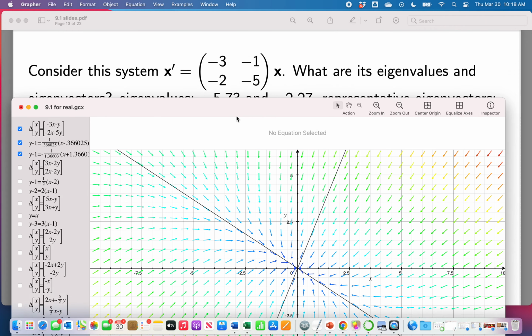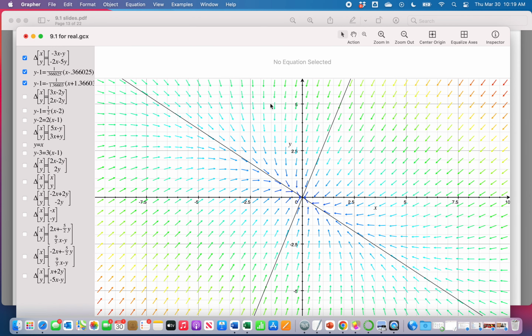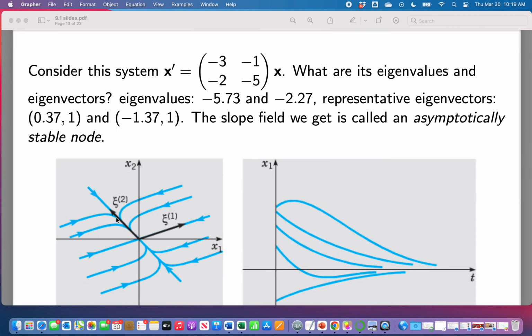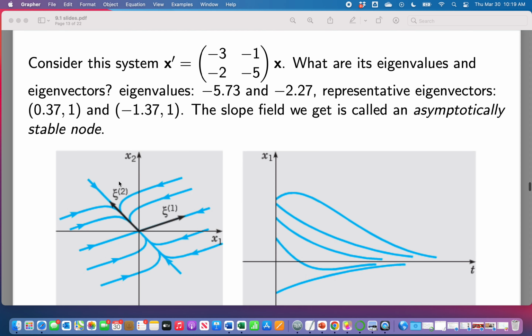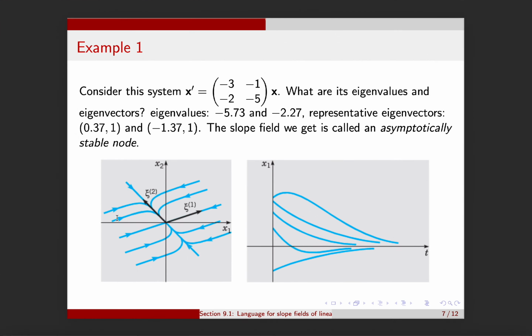So this is what will happen when you have two distinct real eigenvalues. The eigenvector for the bigger eigenvalue, so negative 2.27 is bigger, the eigenvector associated with that is like a dominant eigenvector, and it draws trajectories to it. That's what you're seeing in this picture. Here's the dominant eigenvector, and trajectories are going to it. And you get something that's called asymptotically stable.